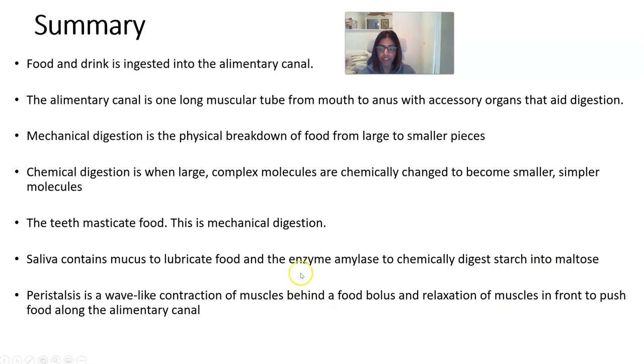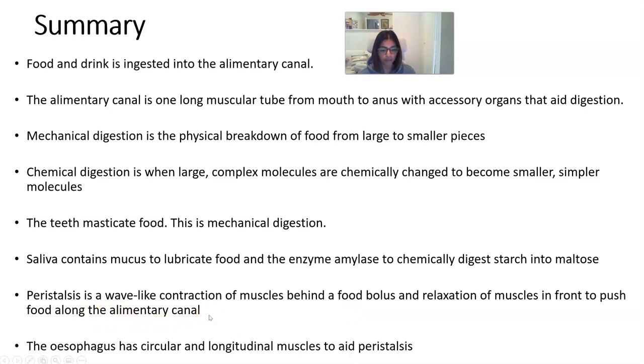When food is swallowed, it occurs in peristaltic waves. So this wave-like contraction is when smooth muscle rings, circular muscle, contracts behind the food and relaxes in front of it. And this pushes food along the alimentary canal. So once again, the food, once it's been chewed up and is covered in that sticky mucus, is known as a bolus. The food gets swallowed down the esophagus, and there are circular muscles and longitudinal muscles to aid peristalsis.